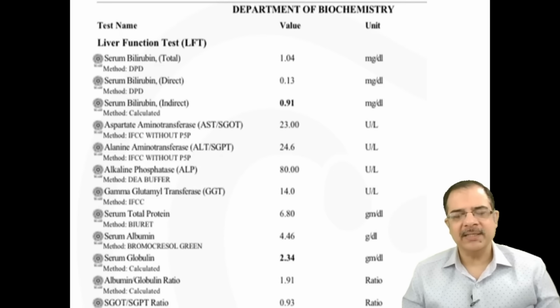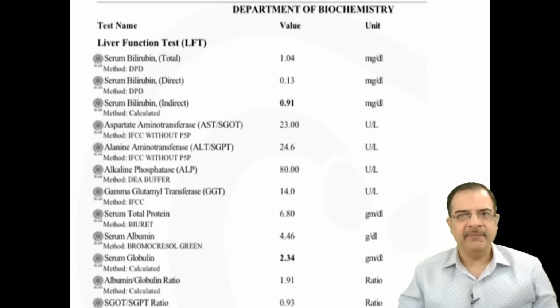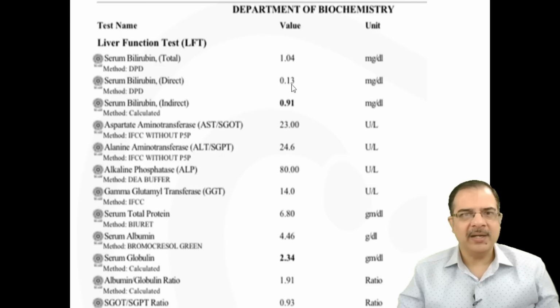Now let's discuss some of the cases. These are actual OPD cases. If you can see the liver function test of this individual, total bilirubin is 1.01, out of which the indirect bilirubin is 0.91 and direct bilirubin is 0.13. So this is a case where the direct fraction is less than 15%, so it is a case of indirect high bilirubin.